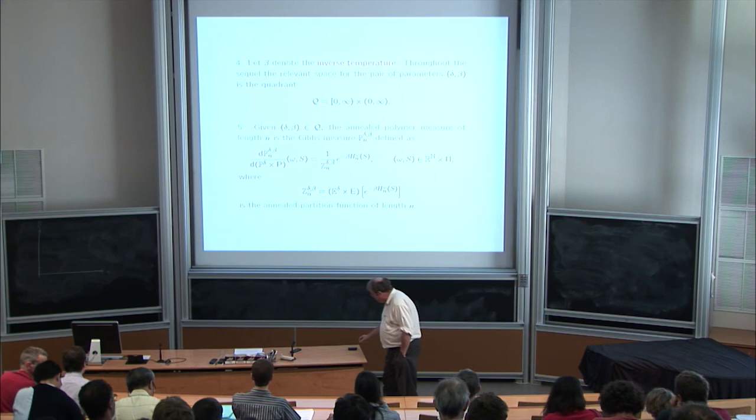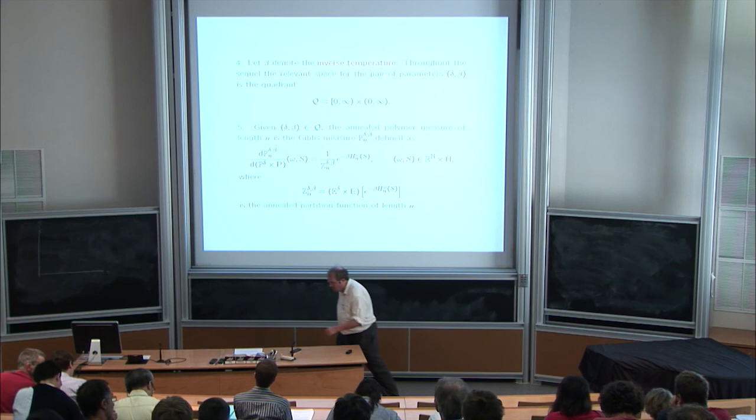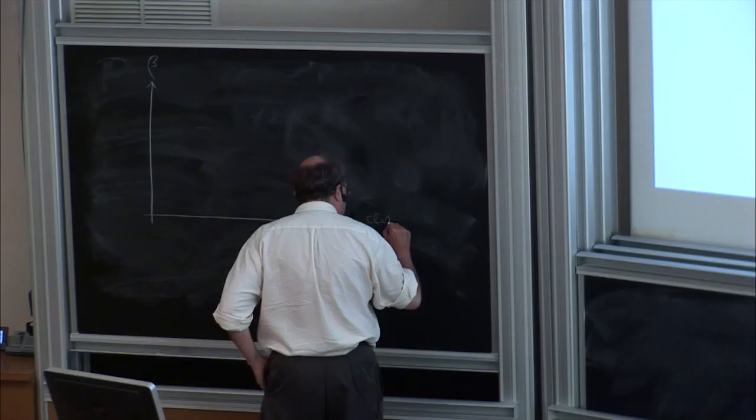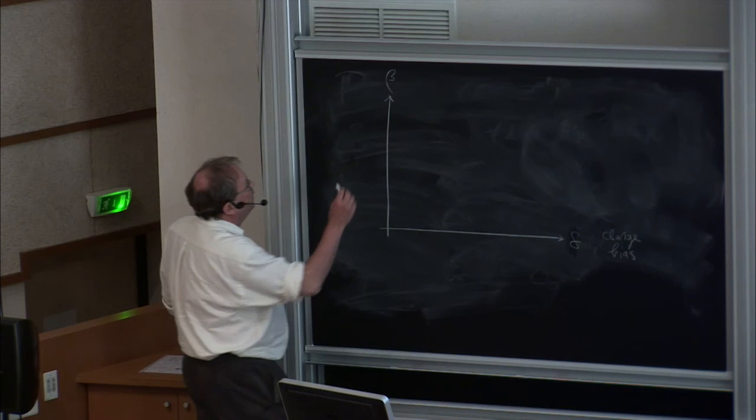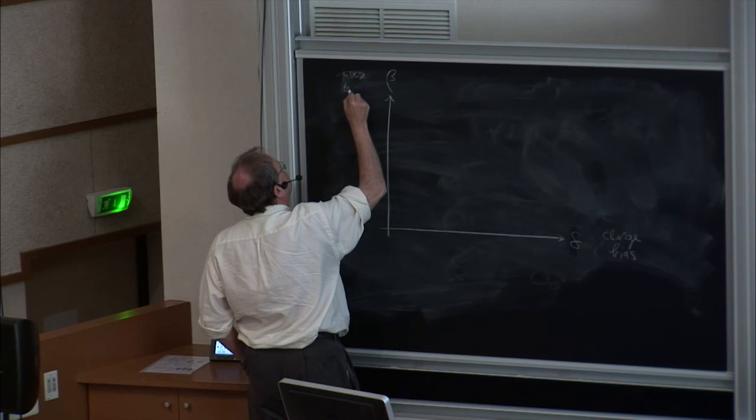Okay, so those are the ingredients of the model, and let me remind you here. This is the charge bias. That's one parameter that we can play with, and if delta is equal to zero, it means on average the polymer is neutrally charged. And here is the inverse temperature. Maybe I should write a bit bigger.